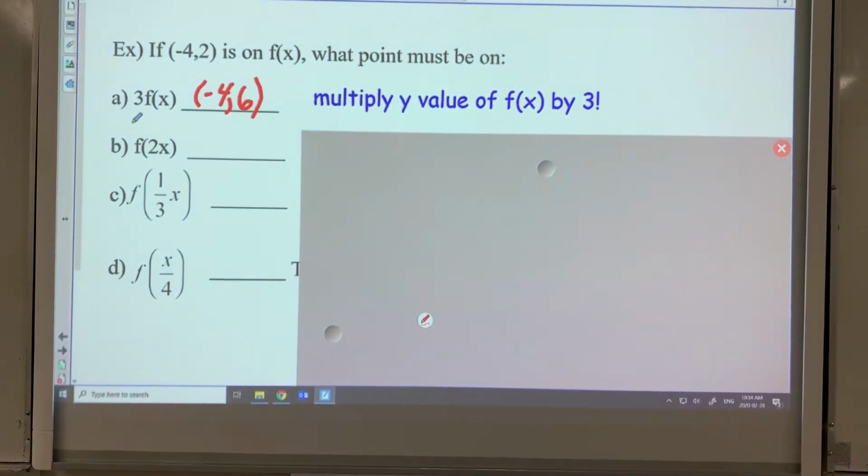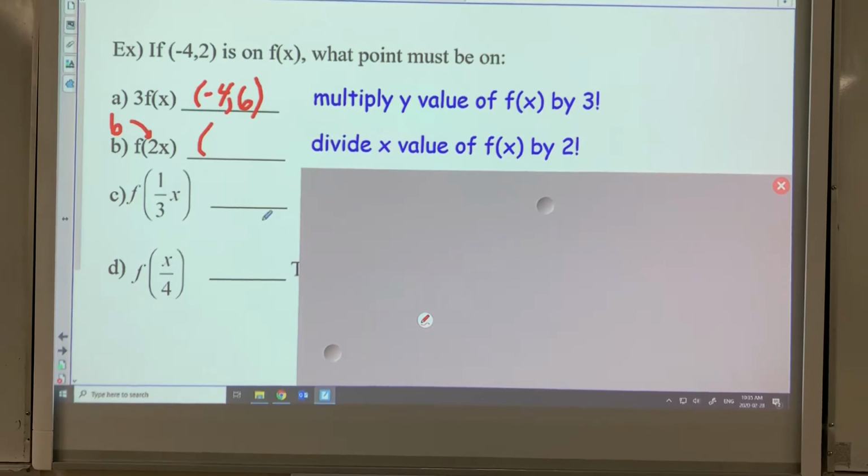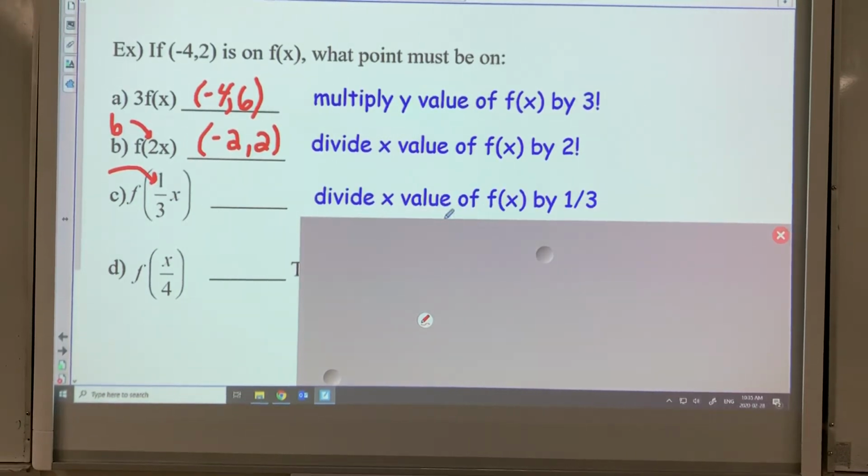We got -4, 6. This one here, it's in the brackets on the x, so that b value is 2, but you go 1 over b, and that's what you multiply x by. So it's going to be dividing the x value by 2. You can also think of it as multiplying by the reciprocal. So you're going to get -2. Now, if it's a third, you're going to be dividing the x value by a third or multiplying by 3, right? Does that make sense? It's always 1 over b. So, take that x value, multiply by 3, you get -12, 2.